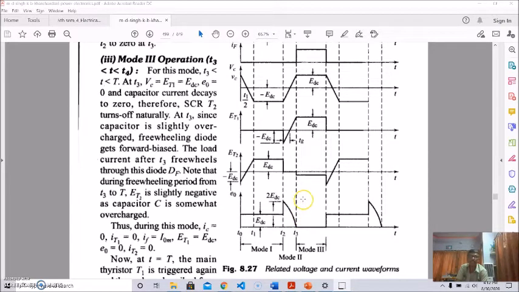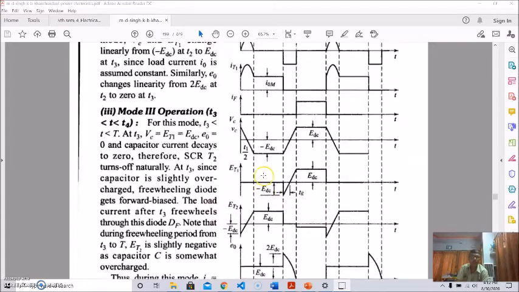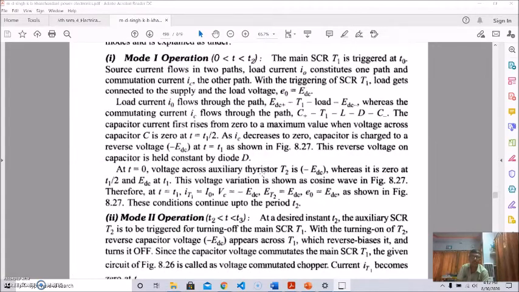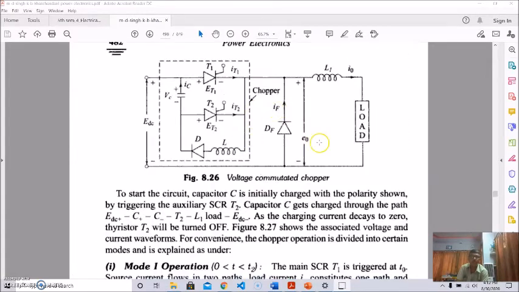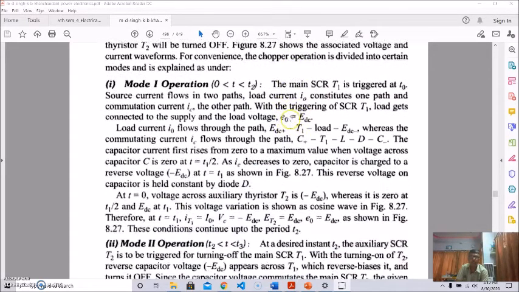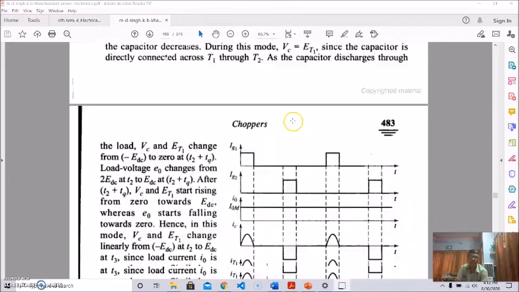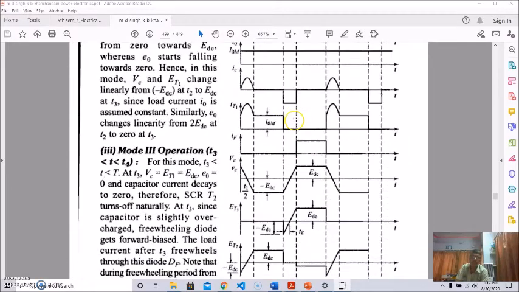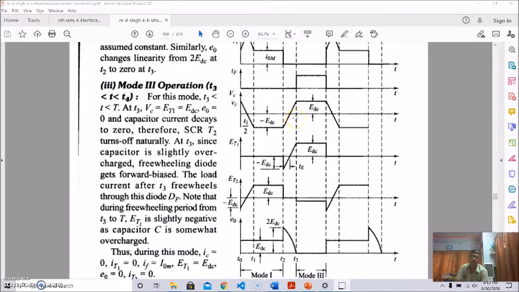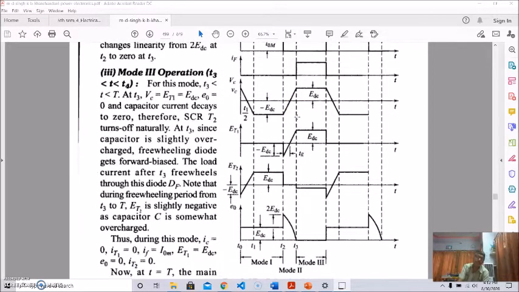So at T3, since the capacitor is slightly overcharged, the freewheeling diode gets forward biased. This is the freewheeling diode. Since this capacitor is overcharged, it is forward biased. So what will happen as a result of this forward biased condition of the freewheeling diode? The load current after T3 freewheels through this diode.